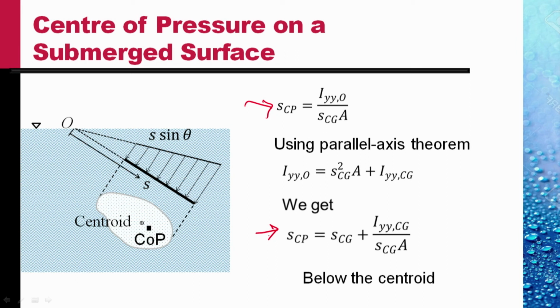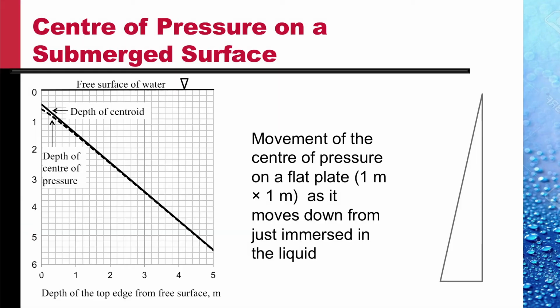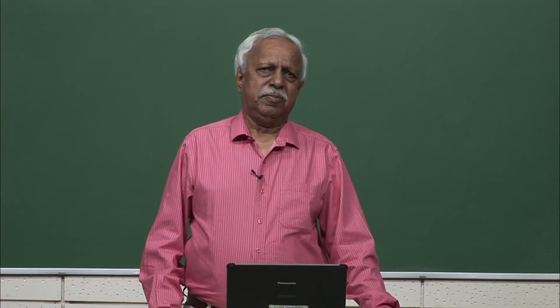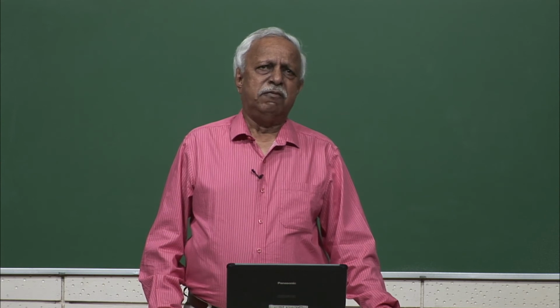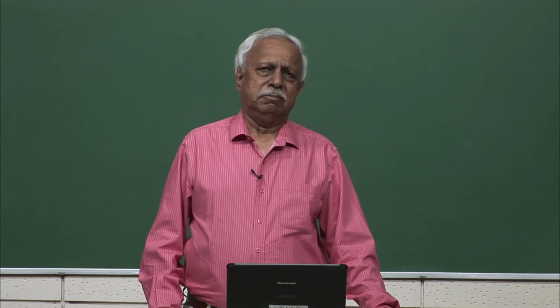But this distance between the centroid and the center of pressure decreases as S_CG increases. For a depth of about 2 meters, the depth of the center of pressure is almost at the same location as the depth of the centroid if the top edge of the surface is more than 2 meters from the free surface of water.